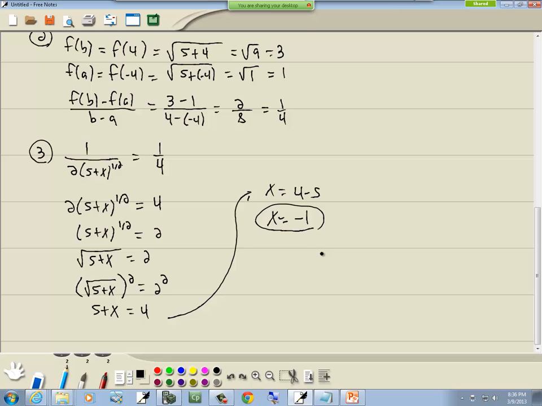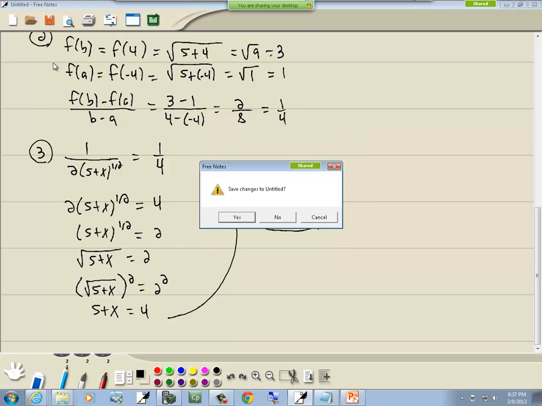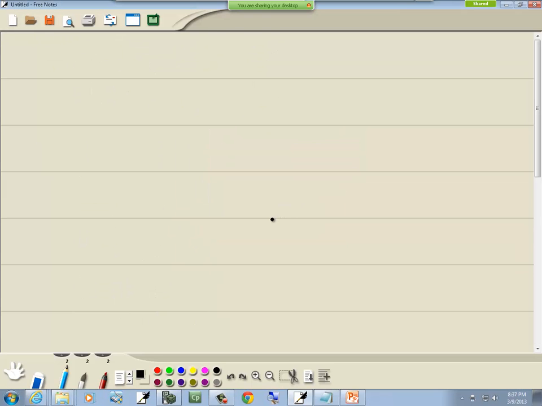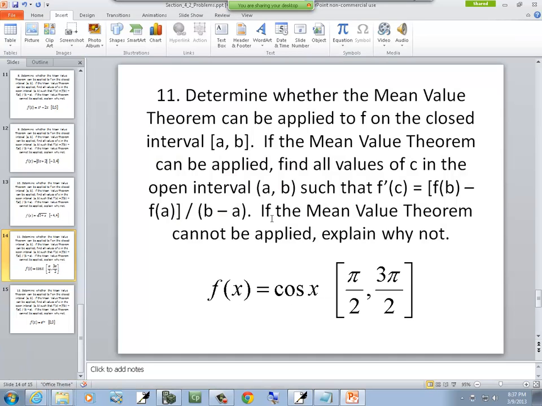Let me save that page. There we go. Yeah, let's look at our next problem.